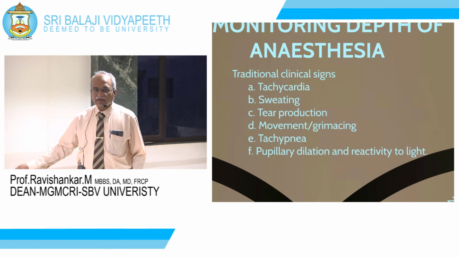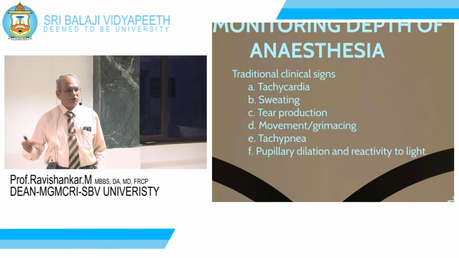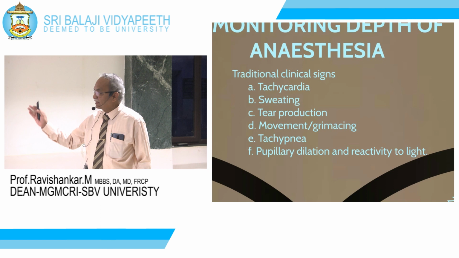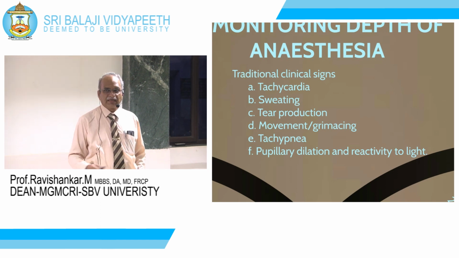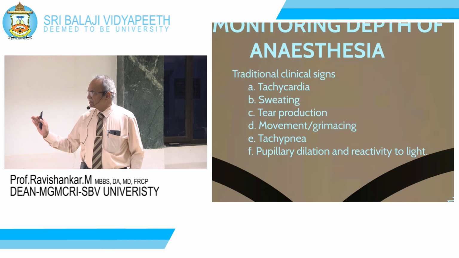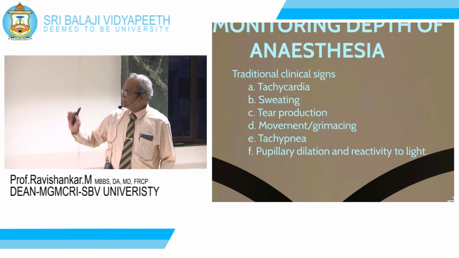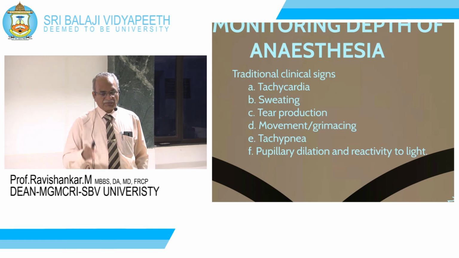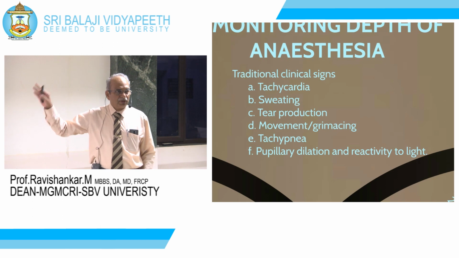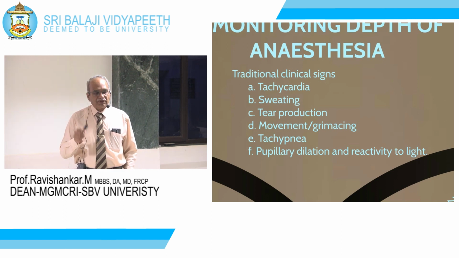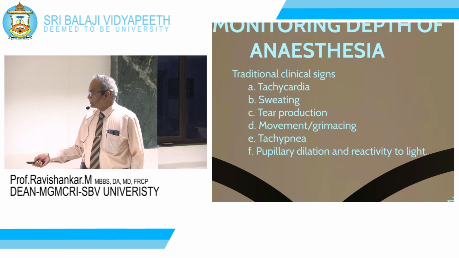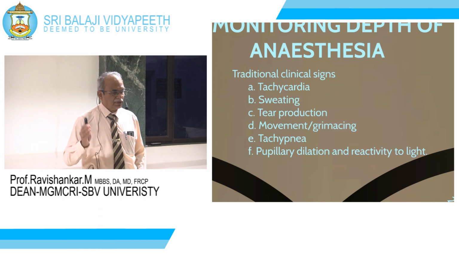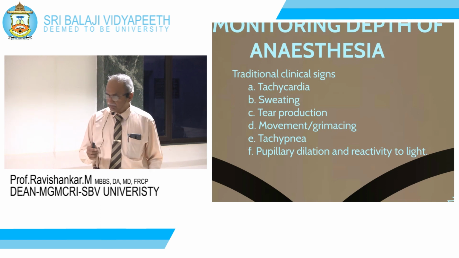These are the signs we totally relied on in those days when we had no monitors like this. We have to constantly monitor these things. Is there a central fixation of the eyeballs? Once you give a relaxant, then it is gone. Is there any tear production? Is there any movement? Any tachycardia and pupillary dilatation which reacts to light? These are the things we use to monitor the depth of anesthesia. But if the patient is breathing spontaneously, the respiratory response to any stimulus is the indicator that gives you an indication about the depth.